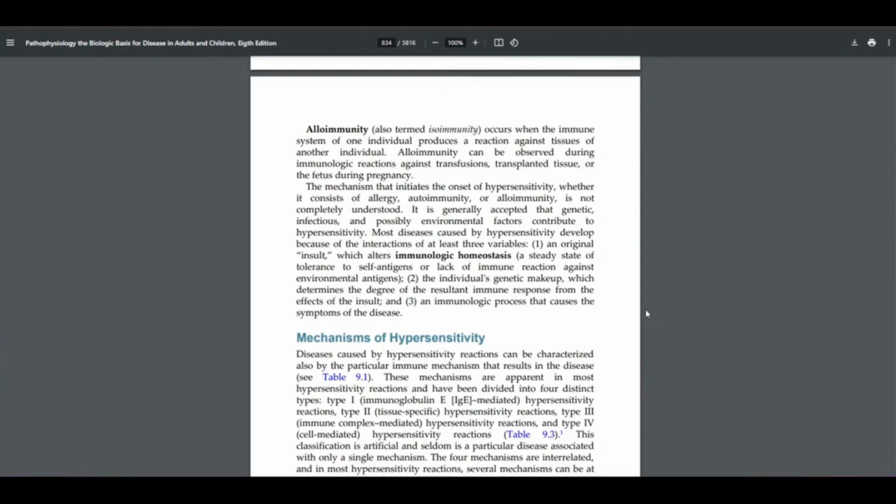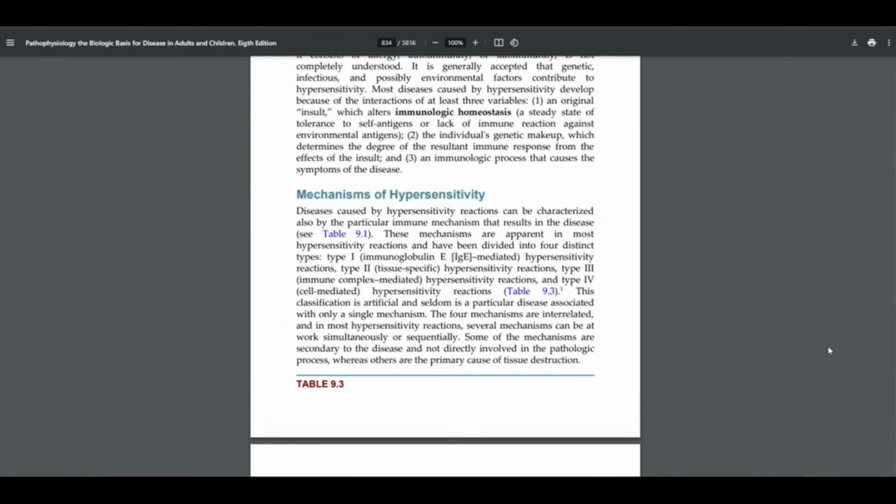The mechanism that initiates the onset of hypersensitivity, whether it consists of allergy, autoimmunity, or alloimmunity, is not completely understood. It is generally accepted that genetic, infectious, and possibly environmental factors contribute to hypersensitivity. Most diseases caused by hypersensitivity develop because of the interaction of at least three variables: an original insult, which alters the immunologic homeostasis; the individual's genetic makeup, which determines the degree of the resultant immune response from the effect of the insult; and the immunologic process that causes the symptoms of the disease.